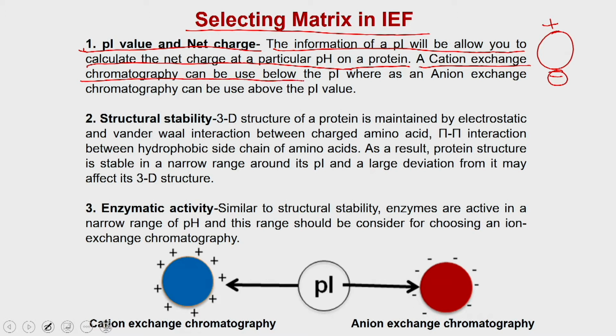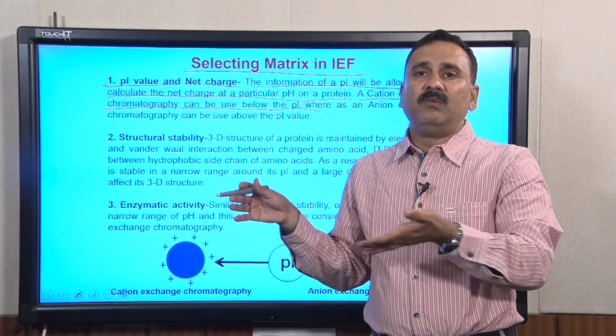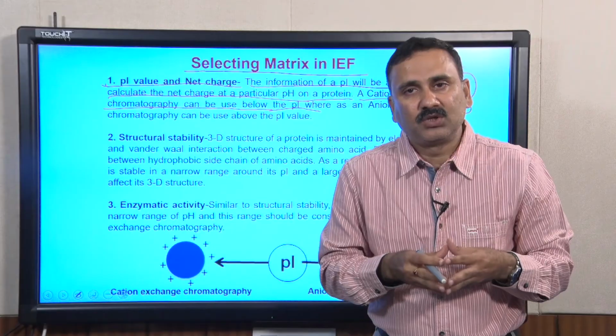Cation exchange chromatography can be used below the pI. So, the thumb rule is that if you go below the pI value, you will be able to use cation exchange chromatography. If you go above the pI value, you will be able to use anion exchange chromatography.